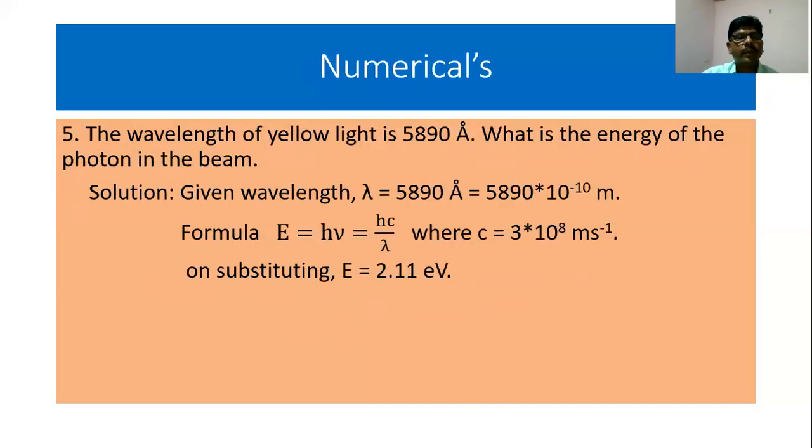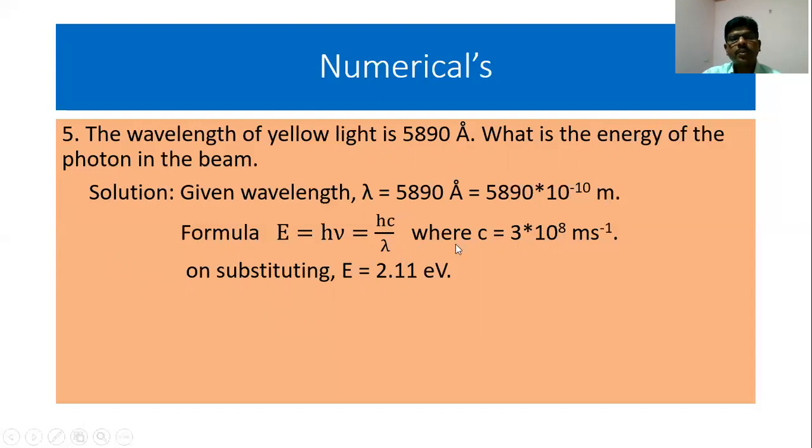The fifth one we can see is: the wavelength of yellow light is 5890 angstroms. What is the energy of the photon in the beam? Given wavelength is 5890 angstroms, which can be written as 5890 × 10^-10 meter. The formula we have seen is E is equal to h nu, where nu can be written as c by lambda.